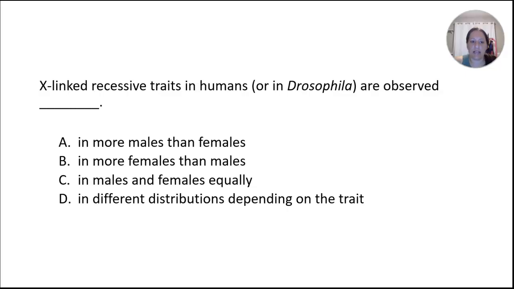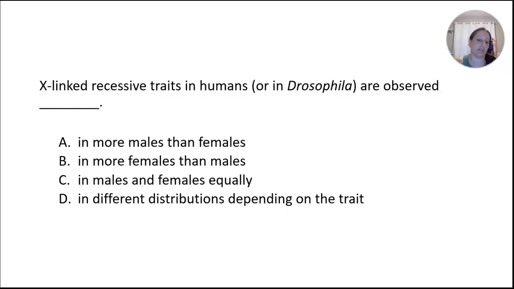Okay, so this one says X-linked recessive traits in humans or in the fruit fly, so this is Drosophila, or in any organism. Which one of these would be correct? So hopefully you put A. They're observed more often in males than females. And the reason why is because males are hemizygous, so they only inherit one copy of the X-linked trait, and therefore they're more likely to inherit a recessive trait.